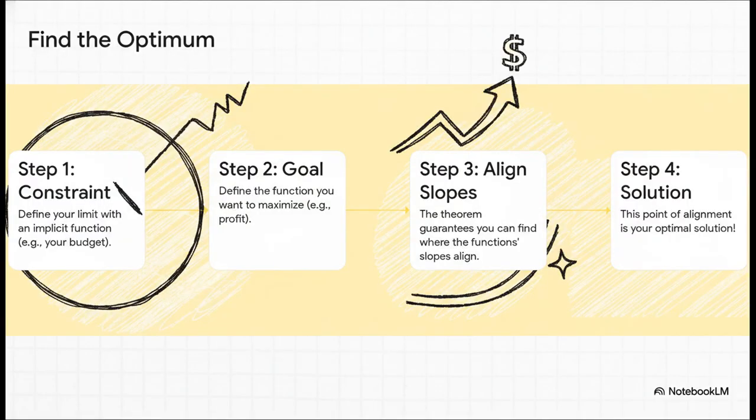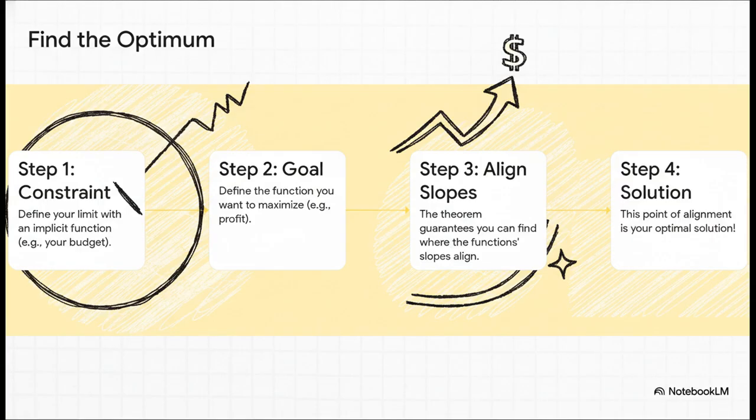So what in the world are Lagrange multipliers? They are a brilliant, brilliant way to find the best possible outcome. Imagine you want to maximize your company's profit. That's your goal. But you're stuck with a fixed budget. That's your constraint, an implicit function, just like our circle. The logic from the implicit function theorem guarantees you can work with that budget constraint, and it lets you find the one single sweet spot where the slope of your profit function perfectly aligns with the slope of your budget. And that point of alignment? That is your optimal solution.